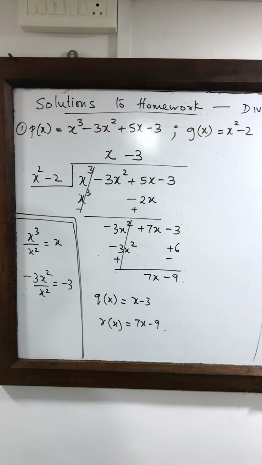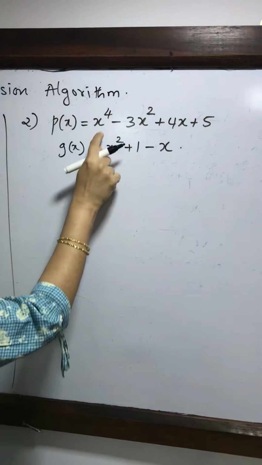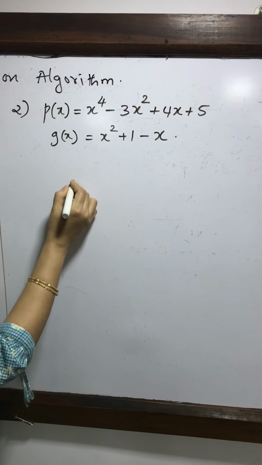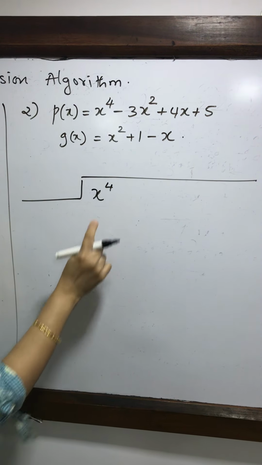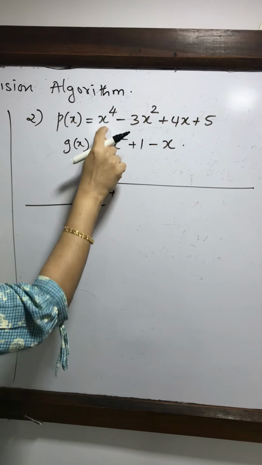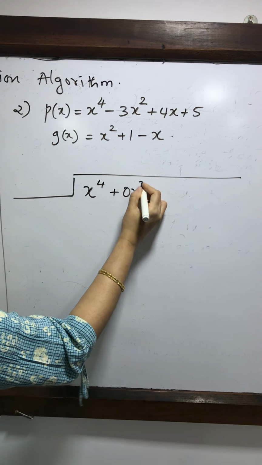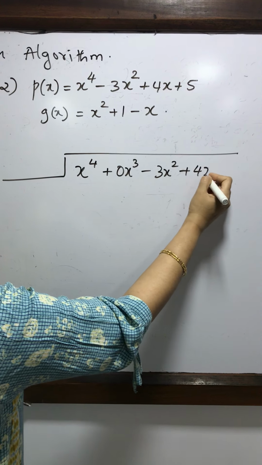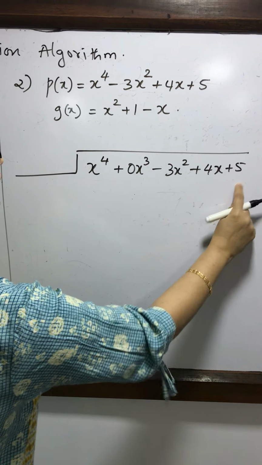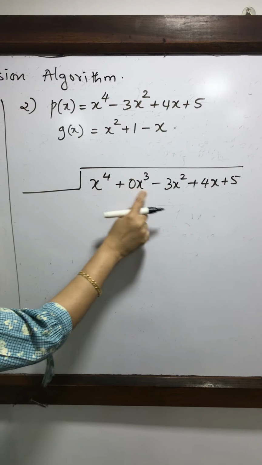The second sum of homework was to divide g(x) by p(x). As I have already told, we write the dividend in descending order of the degree of x. So first will come x raised to 4. There is no x cube term, so we write 0x cube. There is an x square term. We have 4x and 5. Now it is written in descending order of the degree of x.